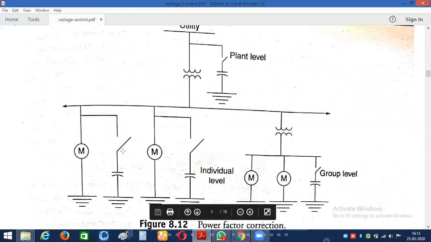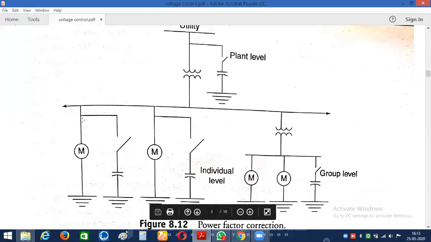Why? Because in most applications we use induction motors, and induction motors themselves have a lagging power factor behavior. Due to which there will always be a lagging power factor at the load, because we are using induction motors at the load.